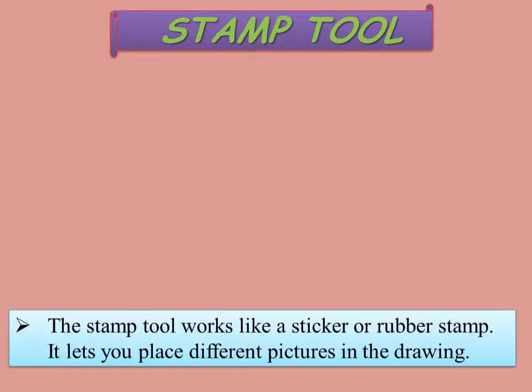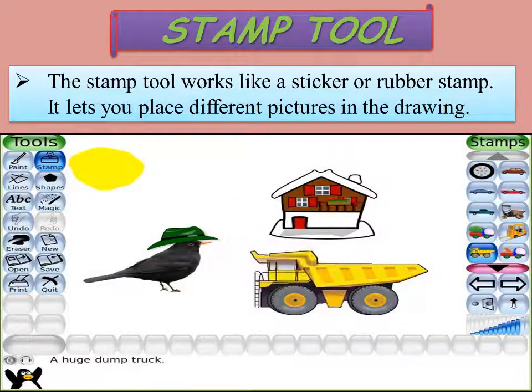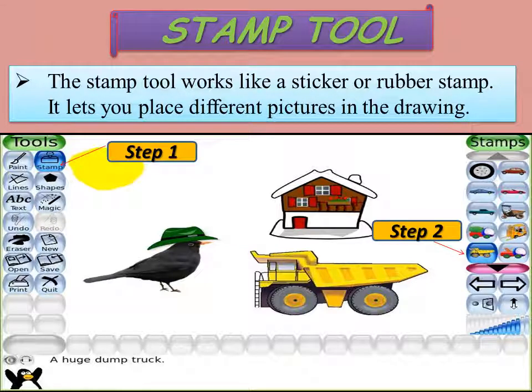Stamp tool. The stamp tool works like a sticker or rubber stamp. It lets you place different pictures in the drawing. Steps to use stamp tool on Tux Paint. Step 1. Click on the stamp tool from the toolbar. Step 2. Use the arrow buttons to move through the various types of stamps such as animals, plants and people. Click on any stamp from the selector.